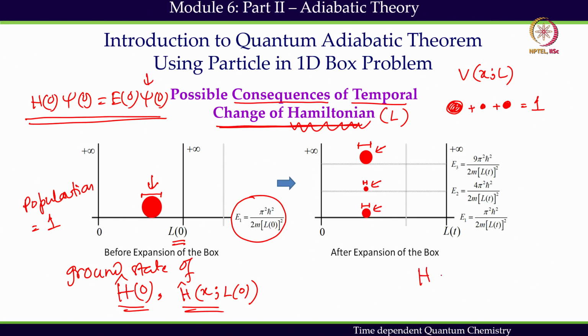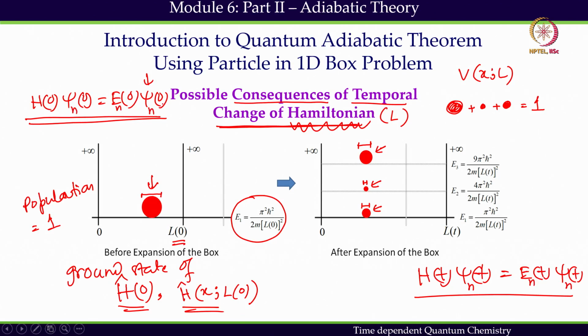Hamiltonian. What is the ground state? Final H(t). So for the final H(t), I will have this time-independent Schrodinger equation, which is this. This is the final, and we have psi_n, E_n. Here also we have psi_n, E_n.